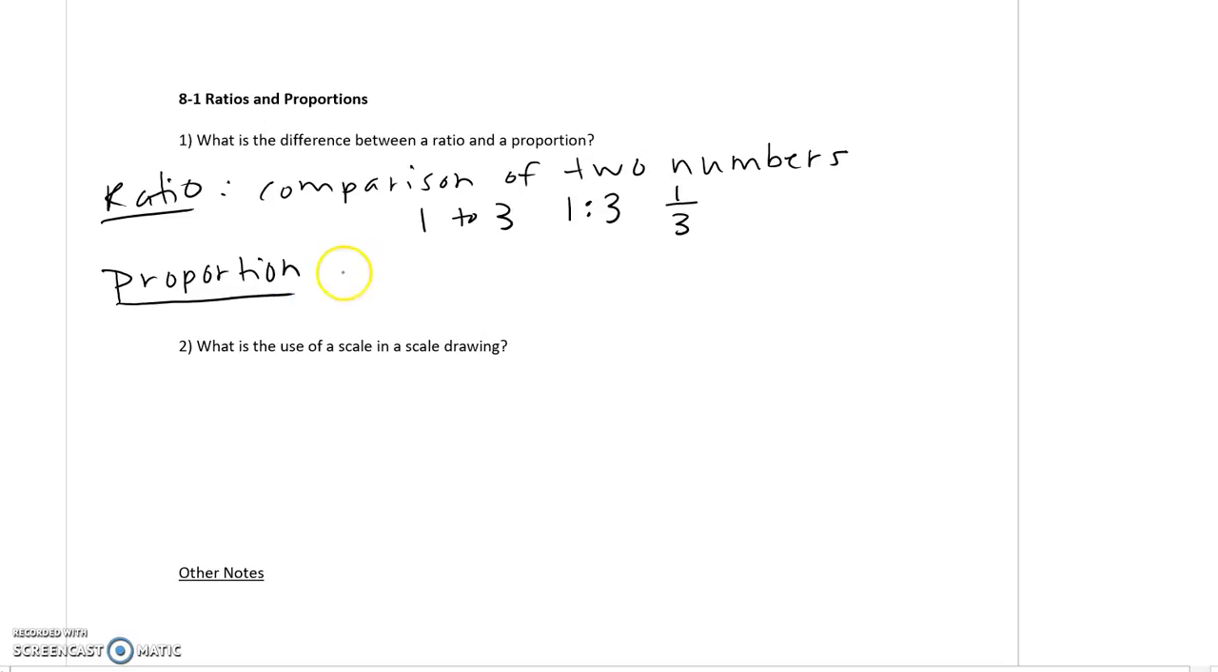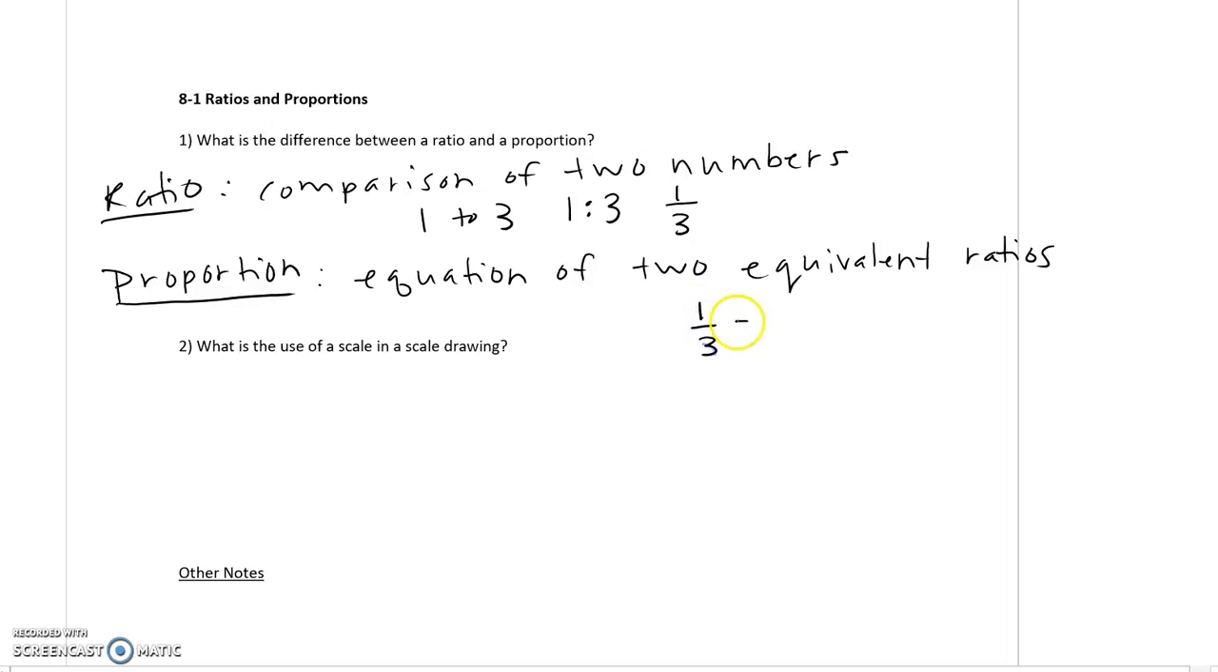Proportion, on the other hand, is an equation of two equivalent ratios. Usually they're written as fractions. For instance, 1/3 equals 2/6. That is a proportion. They are proportional to each other. So if one pizza costs $3, two pizzas cost $6, that would be proportional. That's where that word comes from. And it just means that they're equivalent to each other.